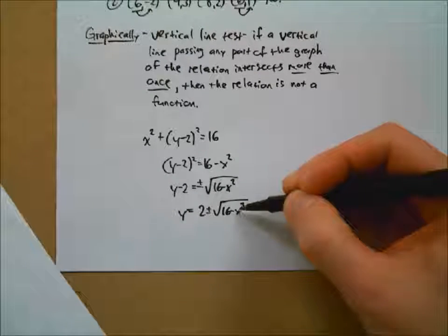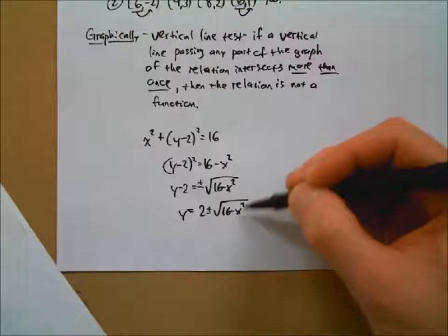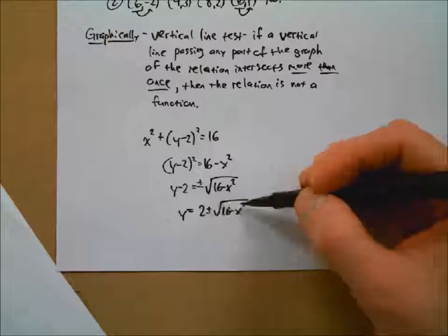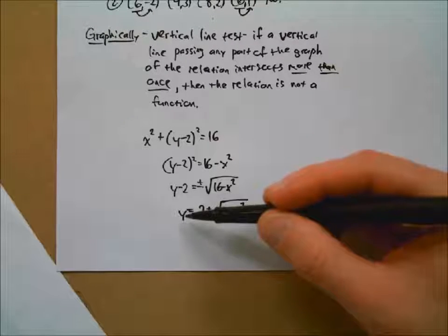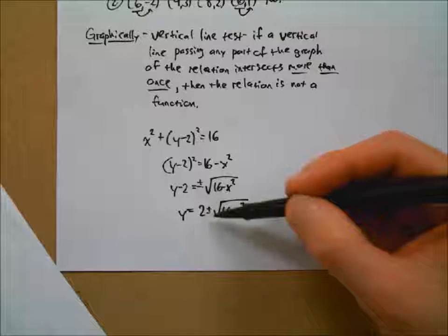Let's just say an x value of 1, right? If I plug an x value of 1 in, 1 squared is 1, 16 minus 1 is 15. I'm going to take the square root of 15, and my y value that matches with that is going to be 2 plus the square root of 15 and 2 minus the square root of 15, right?